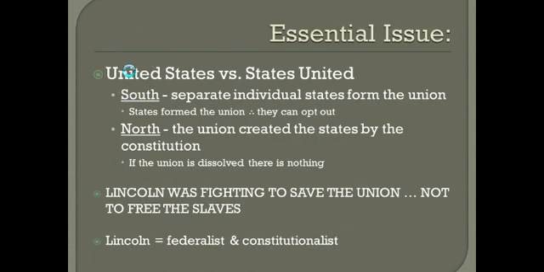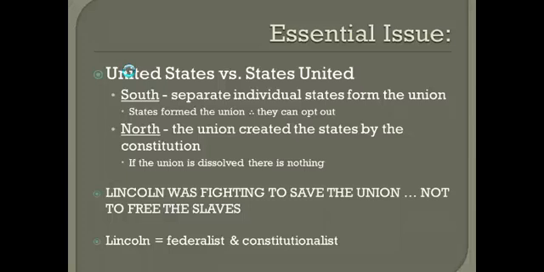So, essential issue. The United States versus the States United. The South said we're separate individual states. We came together to form the Union. Since we formed it, therefore we can opt out. The North said, the Union was created by the states. If the Union is dissolved, there is nothing. You guys signed on for the Constitution. You have to follow it.